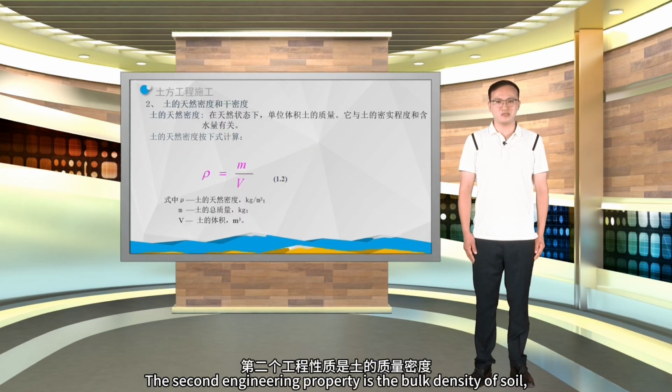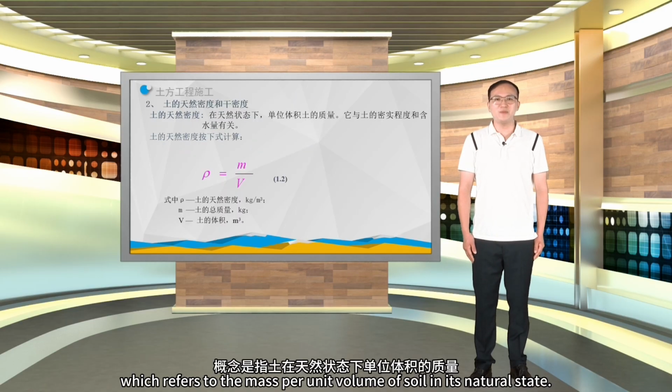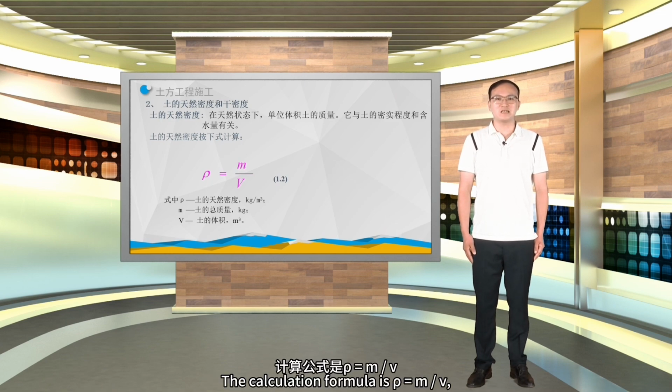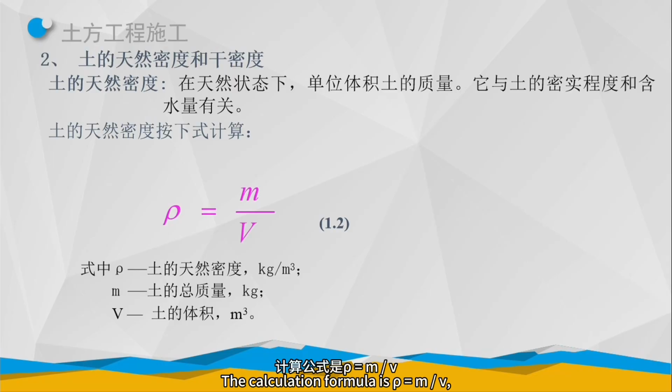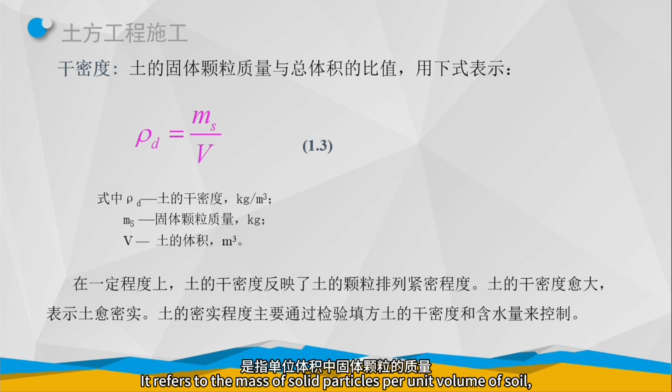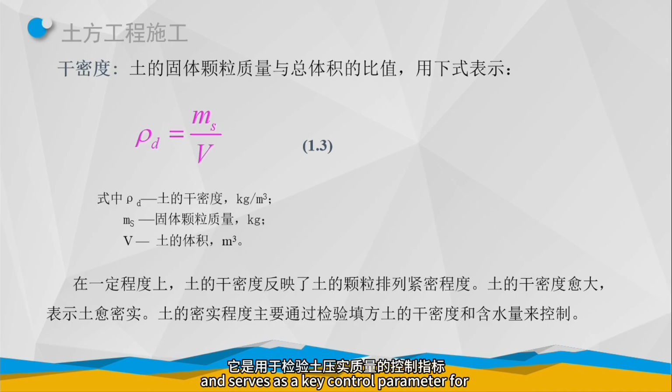The second engineering property is the bulk density of soil, which refers to the mass per unit volume of soil in its natural state. It influences the soil's bearing capacity, earth pressure, and slope stability. The calculation formula is ρ equals m/v, where ρ represents the natural bulk density, m is the total mass of the soil, and v is the volume of the soil. Next, let's examine the concept of dry density. It refers to the mass of solid particles per unit volume of soil and serves as a key control parameter for evaluating soil compaction quality.